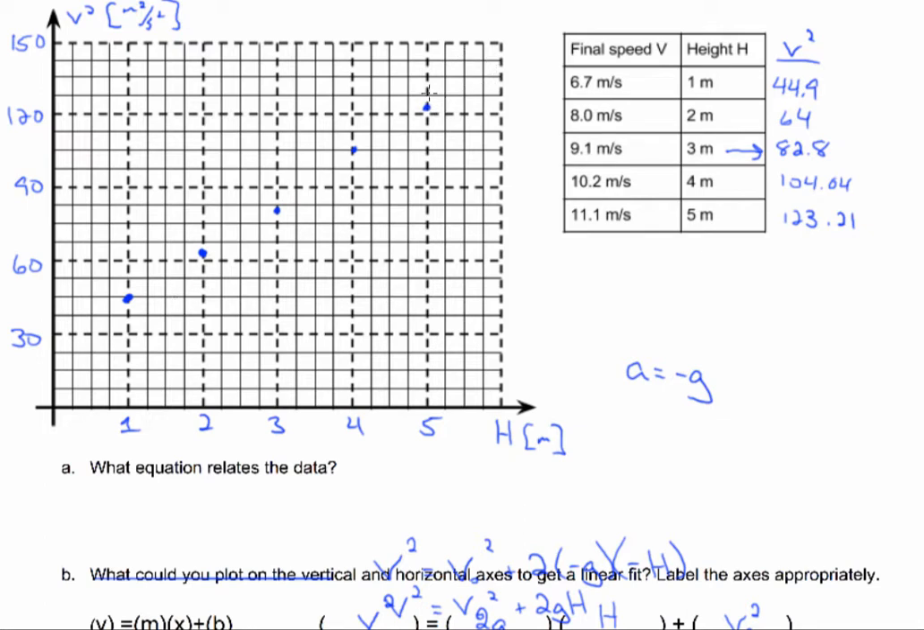All right, we plotted our data. Notice we did get a straight line. If I tried to do V versus H, I would not have gotten something that looks nice and linear like this. This is why we do it.